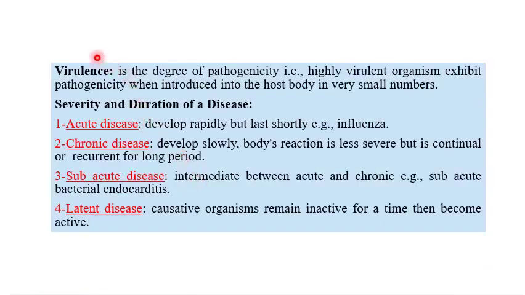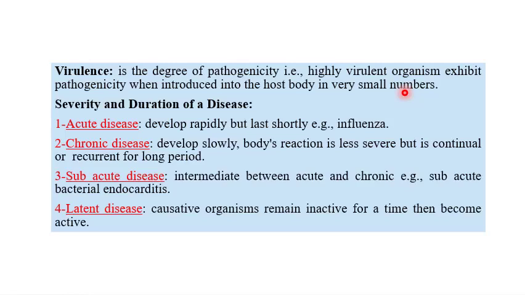طب برضو في definition نحب نعرفه كلمة virulence. What is meant by virulence? Virulence is the degree of pathogenicity. That is to say, a highly virulent organism exhibits pathogenicity when introduced into the body in very small numbers. يبقى إذا كلمة virulence دي بتوصف بيها البكتيريا أو الأورجانيزم. نقول this organism is highly virulent أو has low virulence.